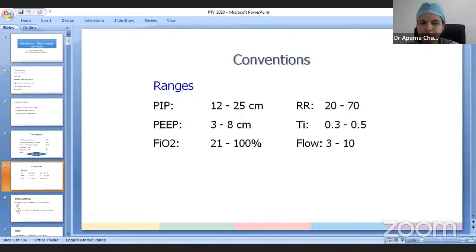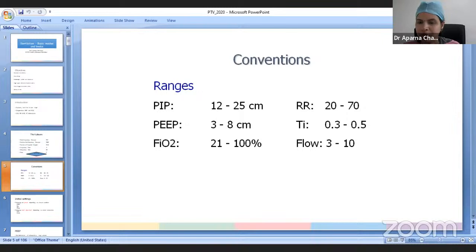Flow is usually indicated by looking at the adequate delivery of pressure itself. So if you are not providing adequate flow, then the baby may not be able to reach the PIP that we intend to deliver. Likewise, when we discuss I time, we try to see what is the time constant the baby is likely to have.